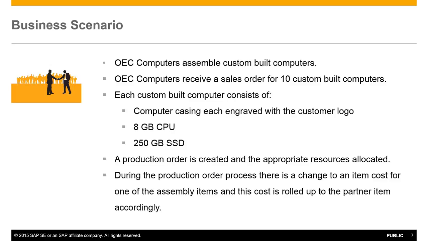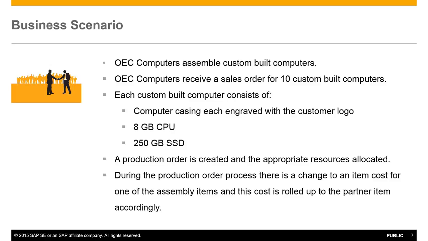OEC Computers assemble and sell custom-built computers. In our business scenario, OEC Computers receives a sales order for 10 custom-built computers. Each custom-built computer consists of a computer casing, each engraved with the customer logo, an 8 GB CPU, and a 250 GB solid-state drive. A production order is created and the appropriate resources allocated.